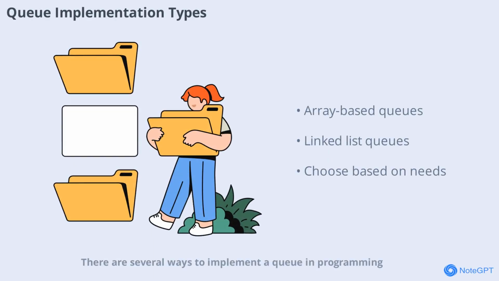There are several ways to implement a queue in programming. The two most common methods are using arrays and linked lists. Each approach has its own advantages and trade-offs. Array-based queues are simple and fast but have a fixed size, while linked list queues can grow dynamically but may use more memory. Choosing the right implementation depends on your application's needs.